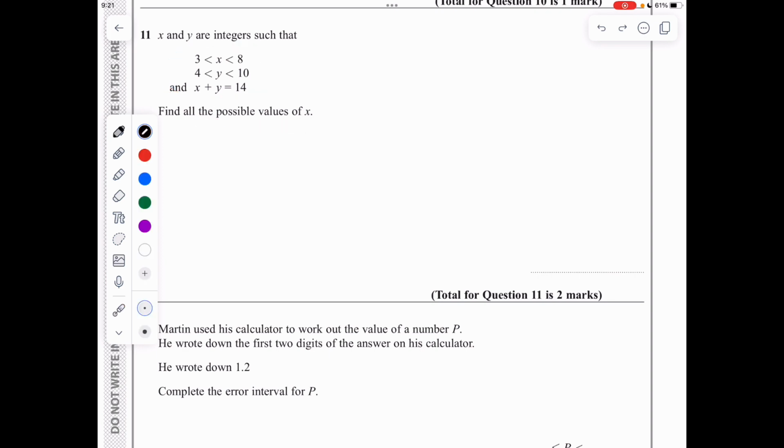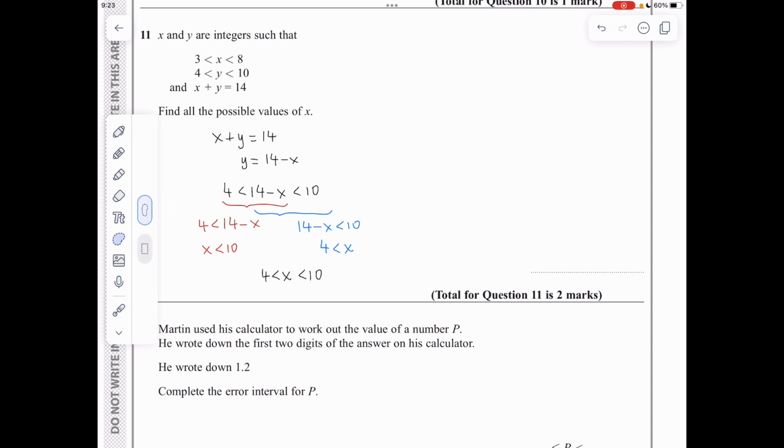I will start by considering that x plus y is equal to 14, which means that y is 14 minus x. And I will substitute this into the second inequality here. So we're looking at 4 is less than 14 minus x, which is less than 10. Now we'll split this. We've got the left hand side, 4 is less than 14 minus x, so x is less than 10. And we've got 14 minus x being less than 10. So we've got that 4 is less than x. So I can put everything back together into 4 being less than x being less than 10.